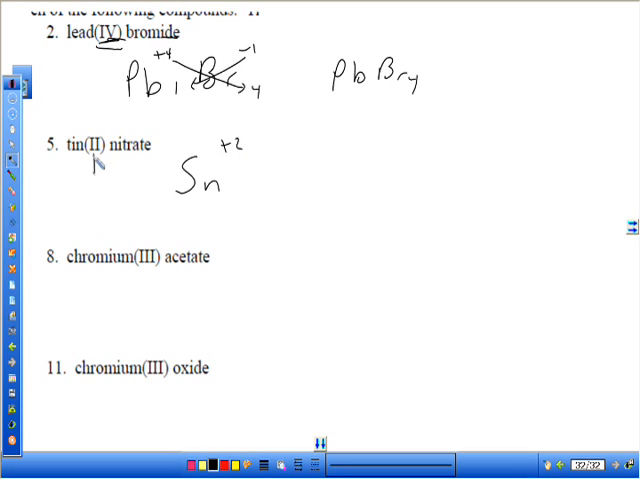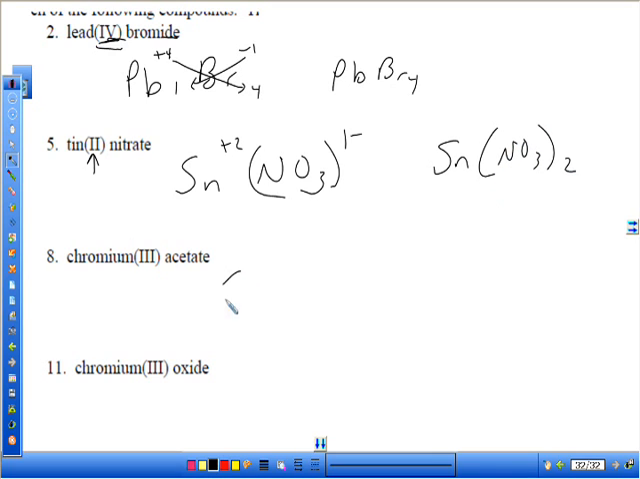Tin, Sn. +2 is the oxidation state. How do I know that? Because it says Roman numeral 2. Nitrate, NO3 with a -1 charge. That's one of the ones you need to memorize. Sn, NO3, 2 of those.